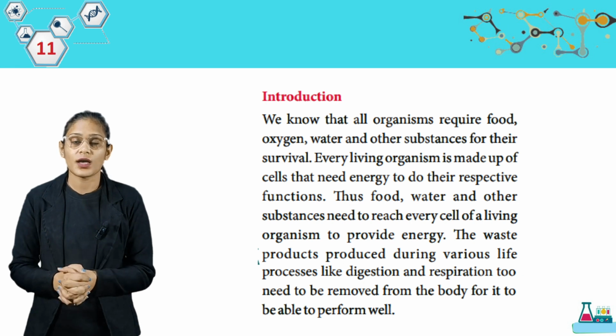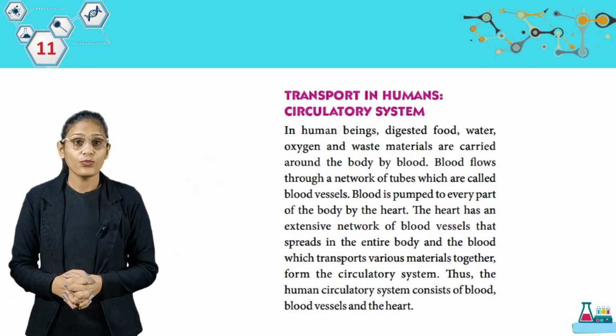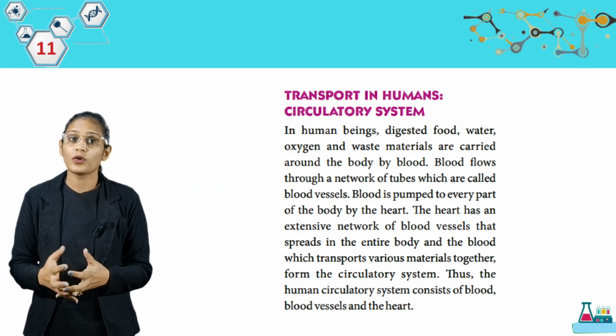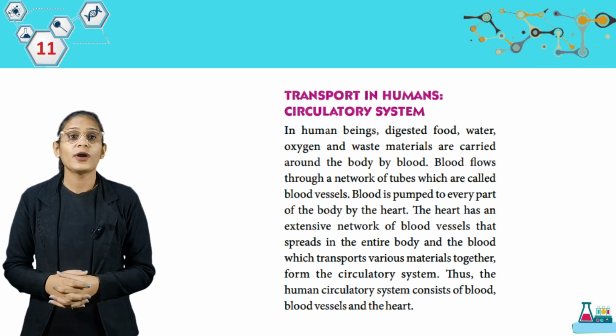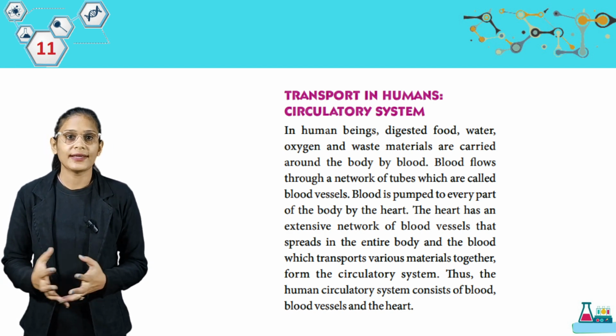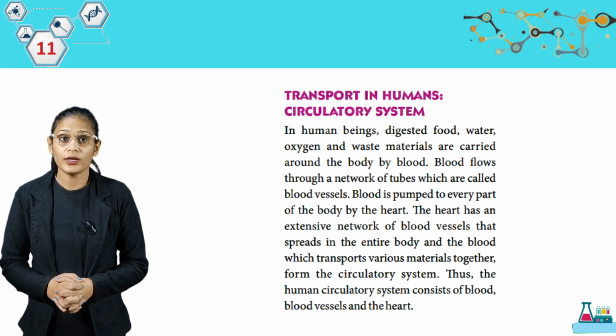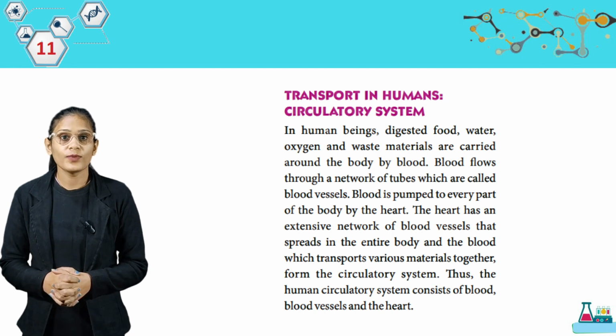Now we are going to discuss our topics. The first we have transport in humans, circulatory system. In human beings, digested food, water, oxygen and waste materials are carried around the body by blood. Blood flows through a network of tubes which are called blood vessels. Blood is pumped to every part of the body by the heart. The heart has an extensive network of blood vessels that spreads in the entire body, and the blood transports various materials together. Thus the human circulatory system consists of blood vessels and the heart.